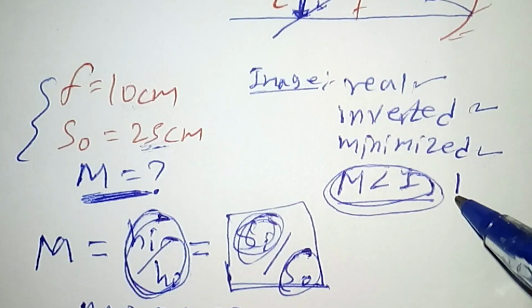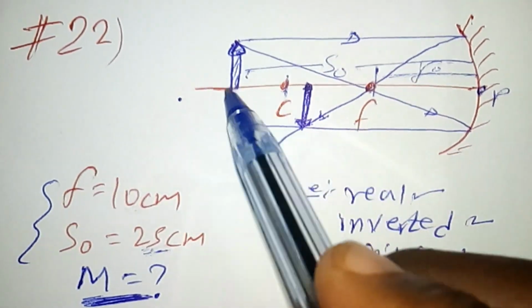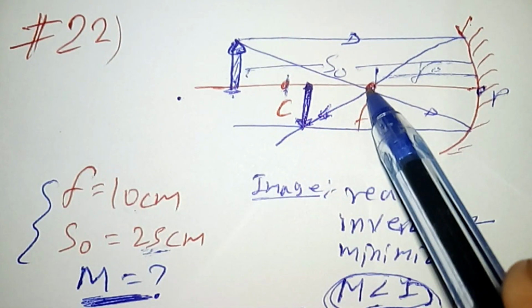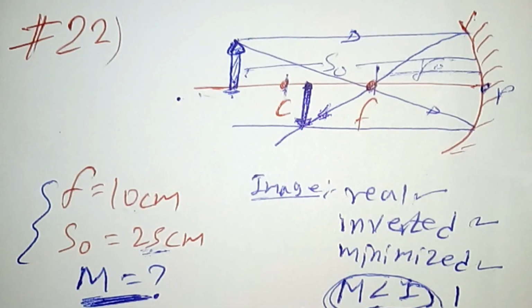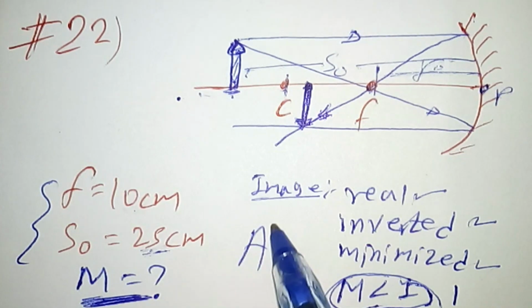This means that the image is minimized, or the size of the image is less than the size of the object. So this is the nature of the image formed by the concave mirror if the object is placed behind the center of curvature. So the correct answer for this question is alternative A.